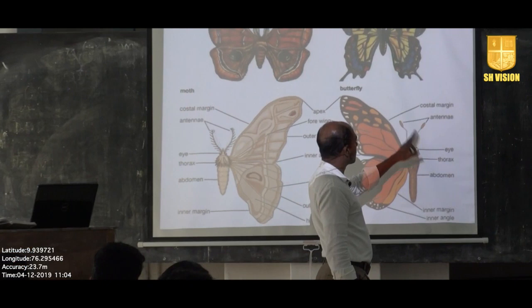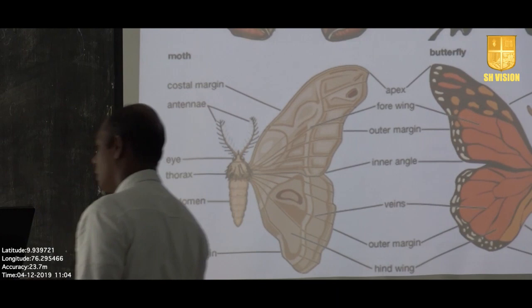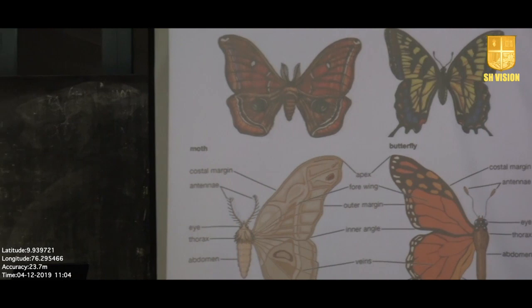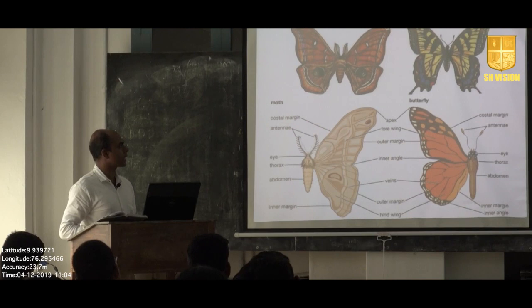And mostly butterflies are more beautiful, and the special characteristic of moths is that they carry certain eye spots on their wings. Eye spots are meant for distracting their predators.